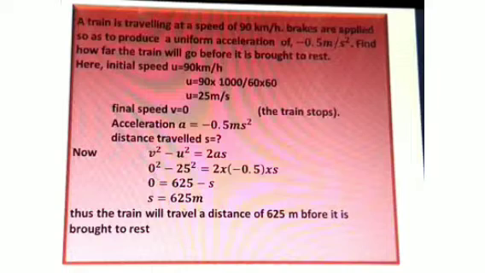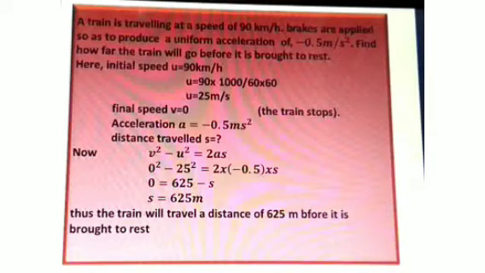A train is traveling at a speed of 90 km per hour. Brakes are applied so as to produce a uniform acceleration of minus 0.5 meter per second square. Find how far the train will go before it is brought to rest. So the train is going to stop. Here, what is the initial speed? The train is traveling at a speed of, that is the initial speed, so that is 90 km per hour.